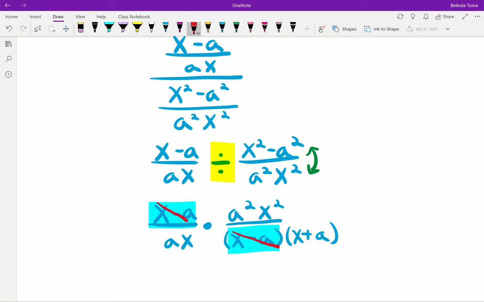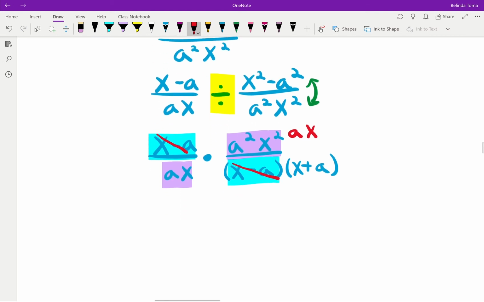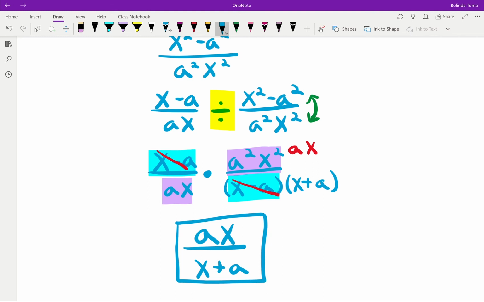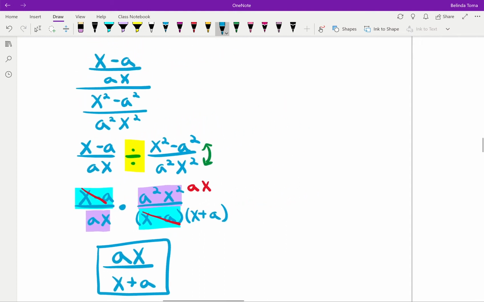And here, the ax and the a squared x squared, this is going to leave me with just an ax here. So what I end up with for my final answer is ax in the numerator and x plus a in the denominator. Let's take a look at method 2 for the same problem.